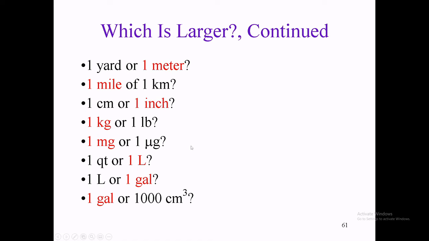A milligram is larger than a microgram. A liter is larger than a quart. A gallon is larger than a liter. And a gallon is also larger than 1,000 cubic centimeters. 1,000 cubic centimeters is the same as a liter, so if it's bigger than a liter, it's going to have to be bigger than 1,000 cubic centimeters.